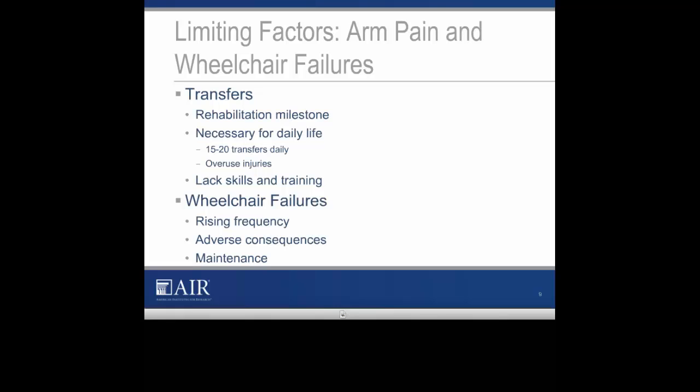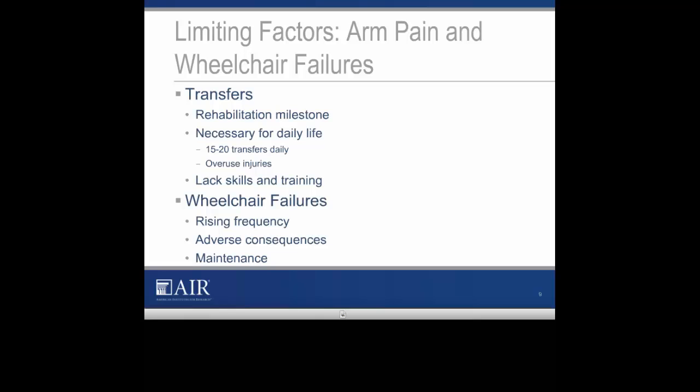In terms of transfers, mastering the skill is a pretty important milestone of rehabilitation among wheelchair users. Despite this, as few as about 20% of individuals with spinal cord injury report the ability to independently perform a transfer upon discharge. They're a pretty important part of daily life. Users transferring at high repetition increases the risk for resulting overuse injuries. And there's pretty much a lack of skill and training and a need for us to fill that void and provide that training.